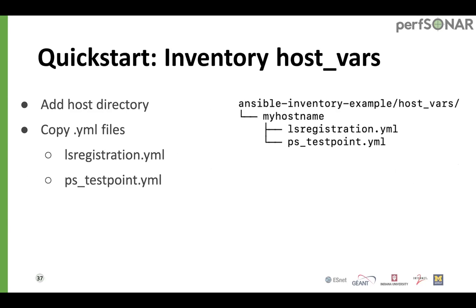So if we wanted to override the group vars, we would create inside host vars a directory for the name of that host. It will have to correspond to something in the host file for it to be recognized. And then you can put different YAML files in there. So this would be an example of how you would copy lsregistration.yaml into a directory, so that way you could talk about that host for the ls registration.